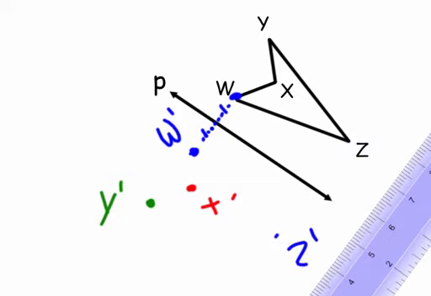And then I'm going to connect all my dots to make it look the same. It should be the exact same size. So there we go. I reflected it over line P, right? So just the perpendicular from the point and the exact same distance on the other side of the line.